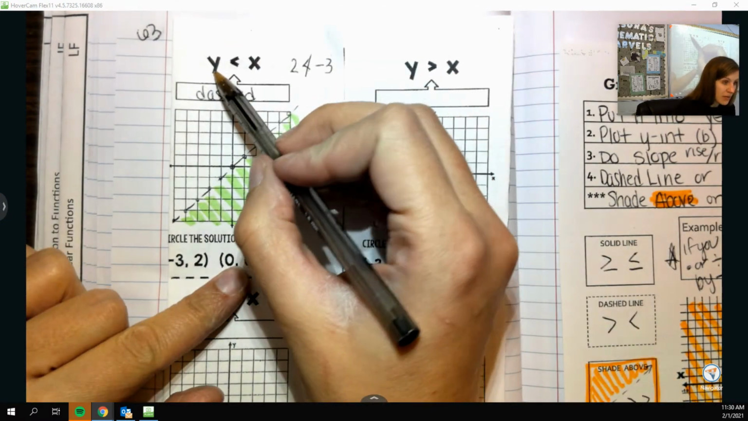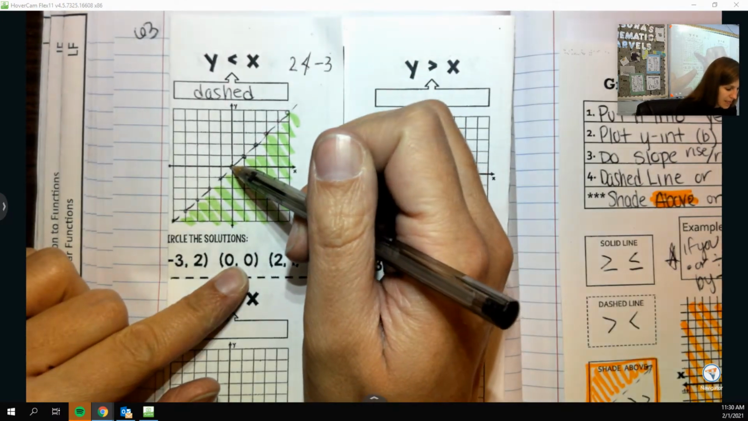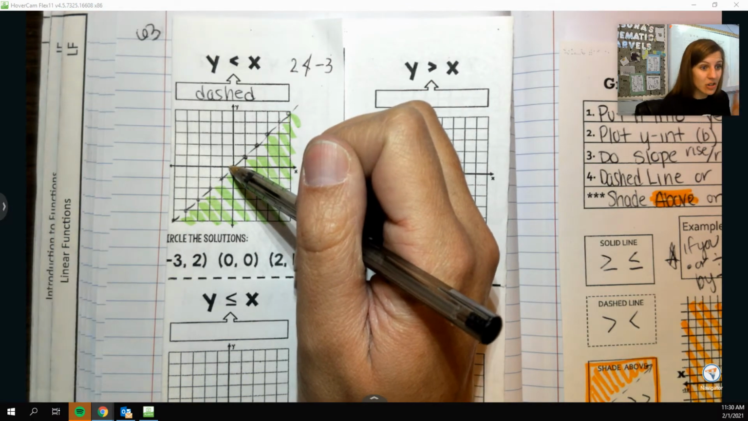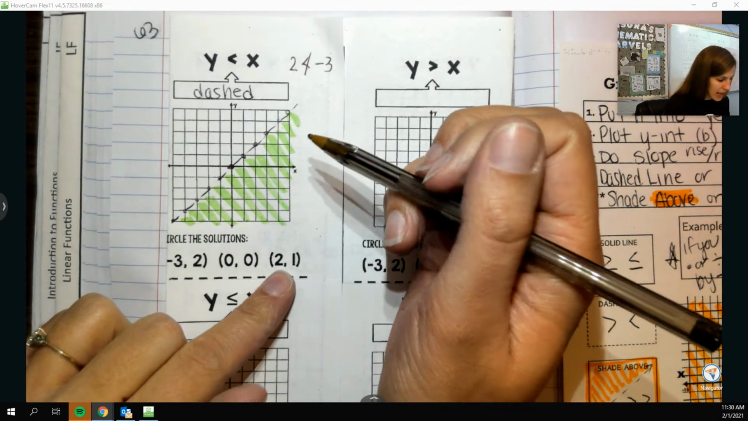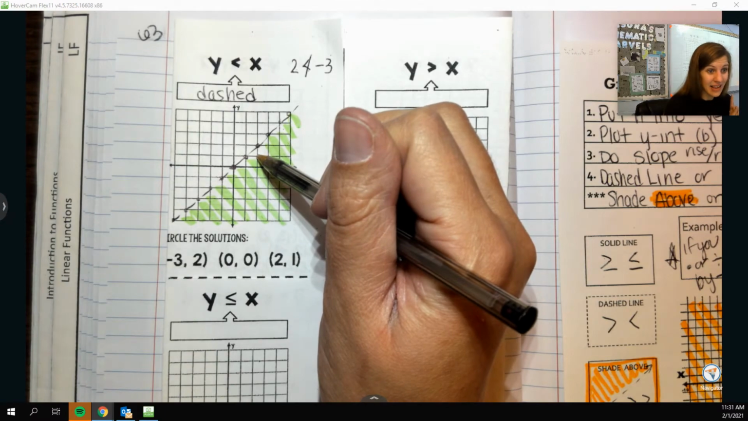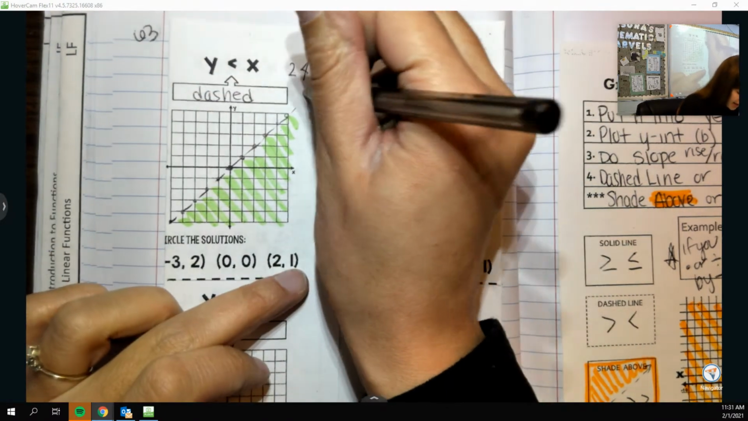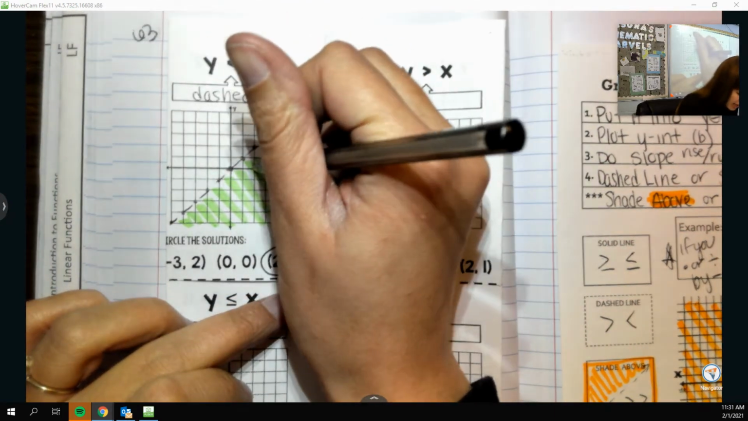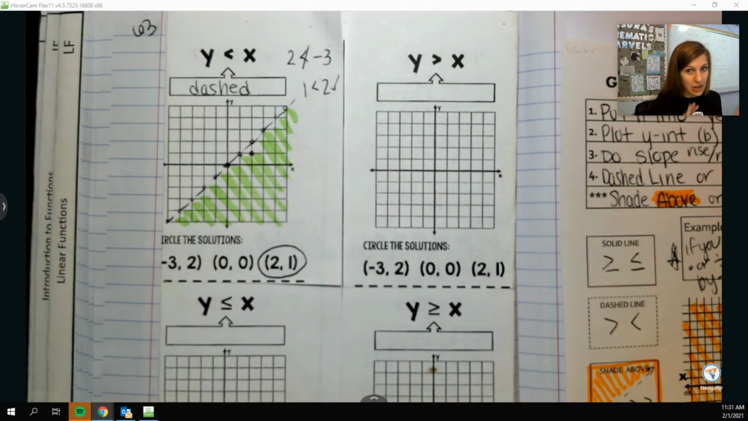0, 0, if I think about plugging it in, 0 is not less than 0. So it should not be a solution. And it's not, even though it's on the line, it's on a dashed line, and dashed doesn't mean equal. Now 2, comma 1 is in the shaded region. Also, if I plug in x and y, I have that 1 is less than 2, and it is. So that is a solution. We can tell because we can plot it and it's in the shaded region, or I can plug it in, either way.